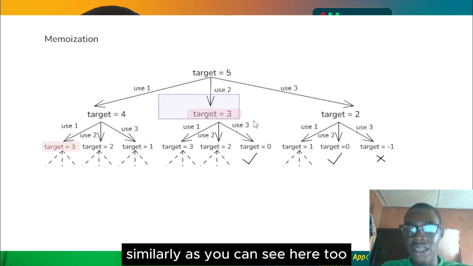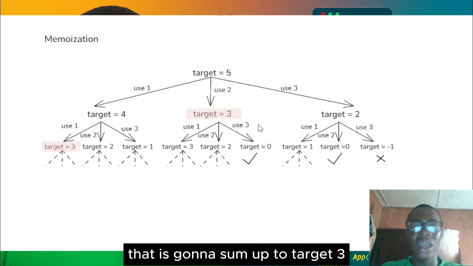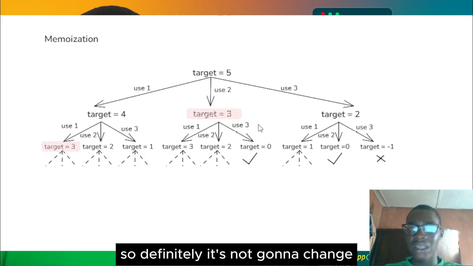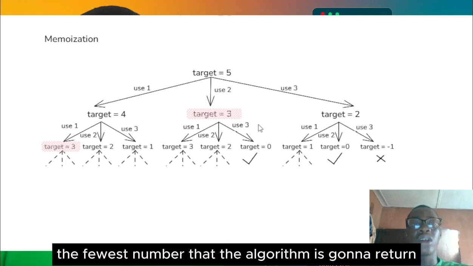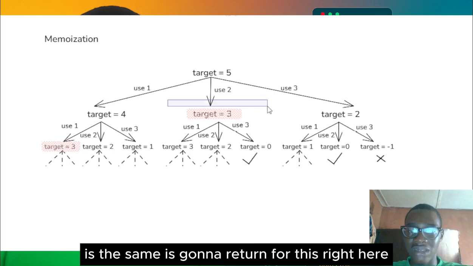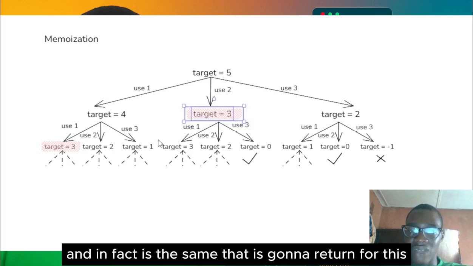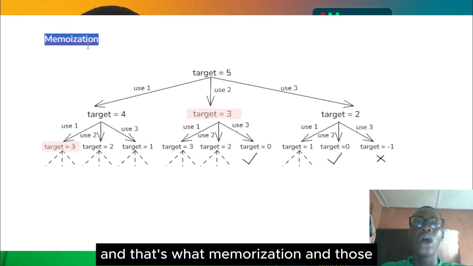Similarly, as you can see here too, it's telling us to find the fewest number of coins that will sum up to target 3. So definitely it's not going to change. It's the same subproblem of target equals 3. So the fewest number that the algorithm is going to return for this is the same as what it is going to return for this right here, and in fact it's the same that is going to return for this. So it's just mere repetitions of an already solved problem, and that's what memoization handles.